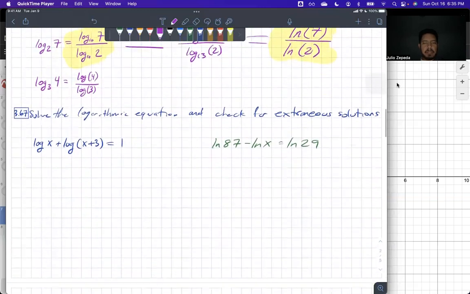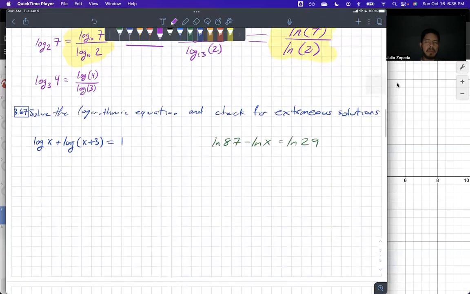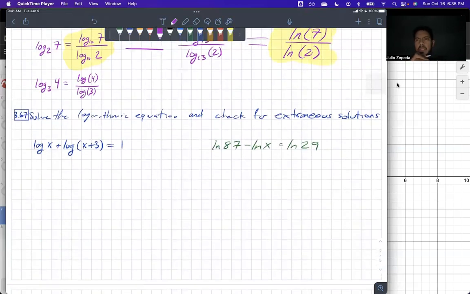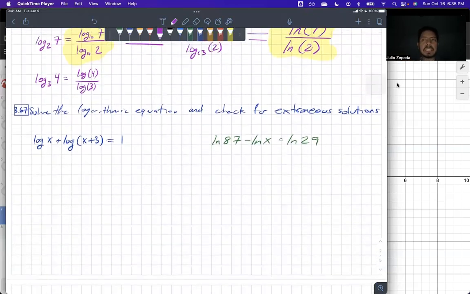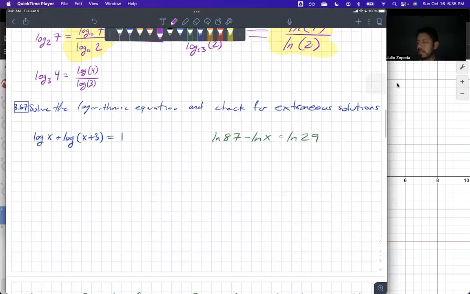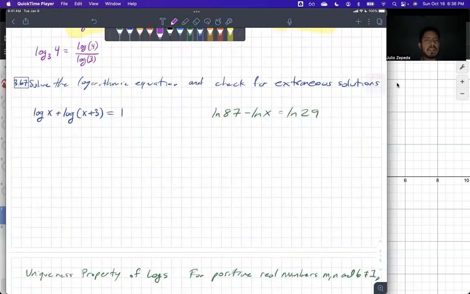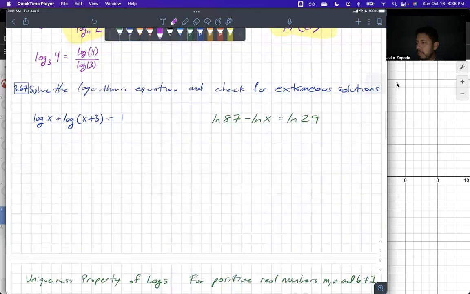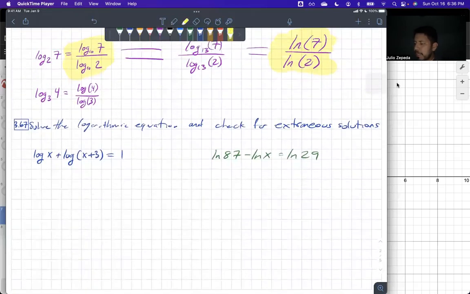And finally, we're getting to the end of our problems here. We'll do example 3.67, where the 6, 7 indicates that you can work on problems 6 and 7. After seeing these, you should be able to attempt those. Okay, so let's go ahead and do this. It says solve the logarithmic equation and check for extraneous solutions. So let's put together everything we've learned already.